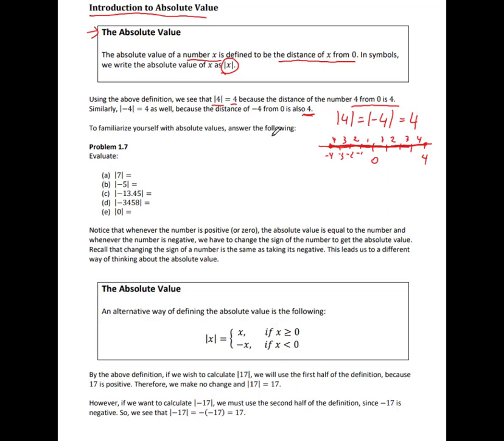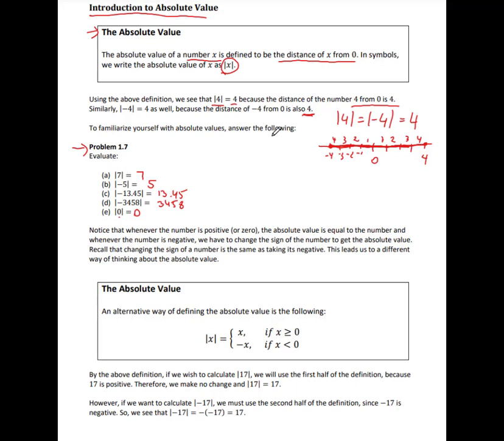Okay, so now let's take a look at problem 1.7. We're asked to evaluate the given values. So what's the absolute value of 7? It's 7, right? 7 is 7 units away from 0. What's the absolute value of -5? It's simply 5. What's the absolute value of -13.45? It's 13.45. What's the absolute value of -3,458? It's 3,458.